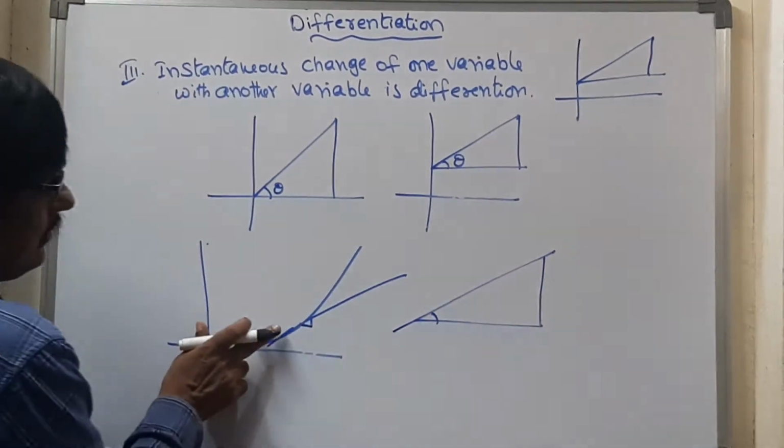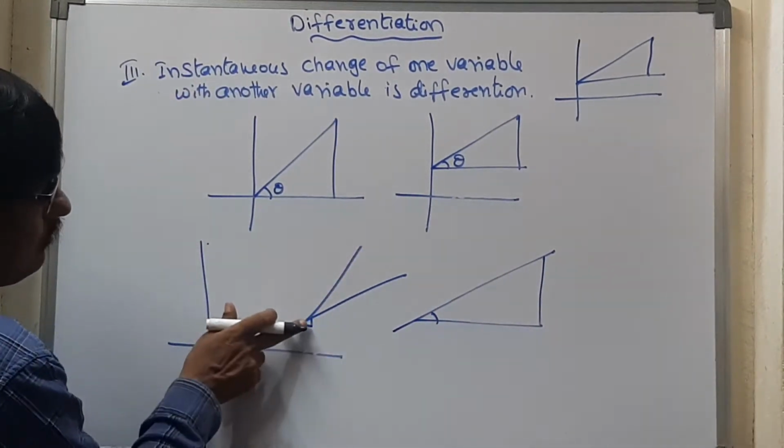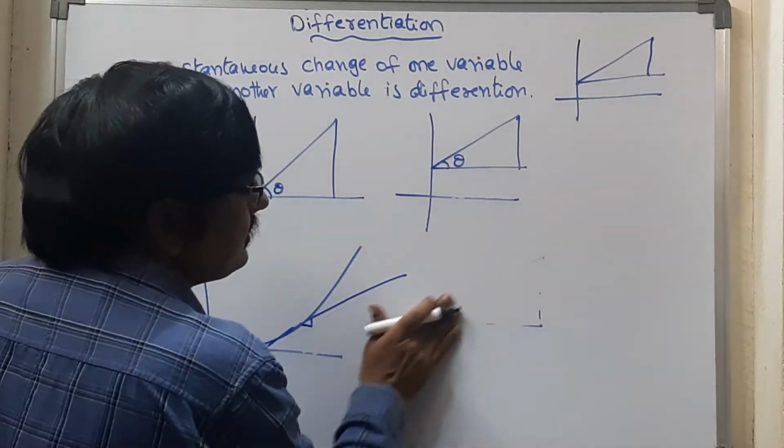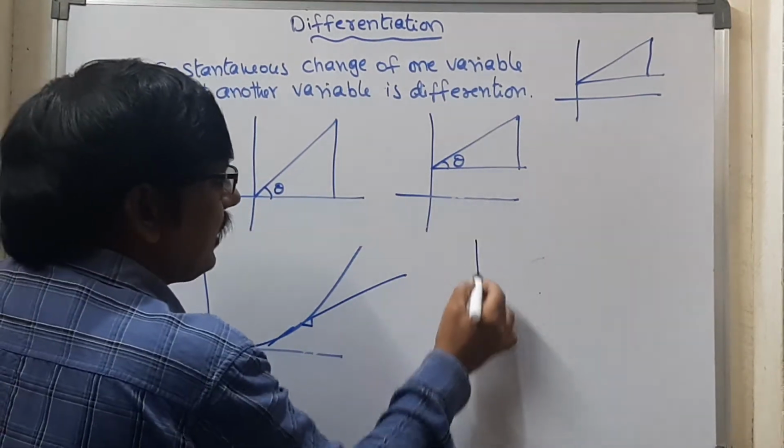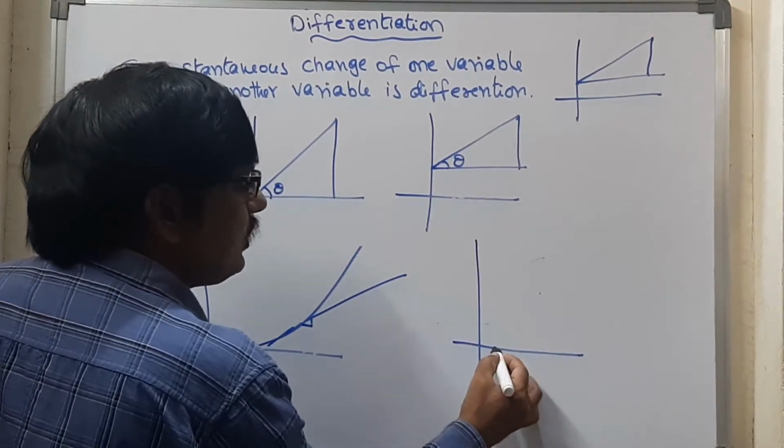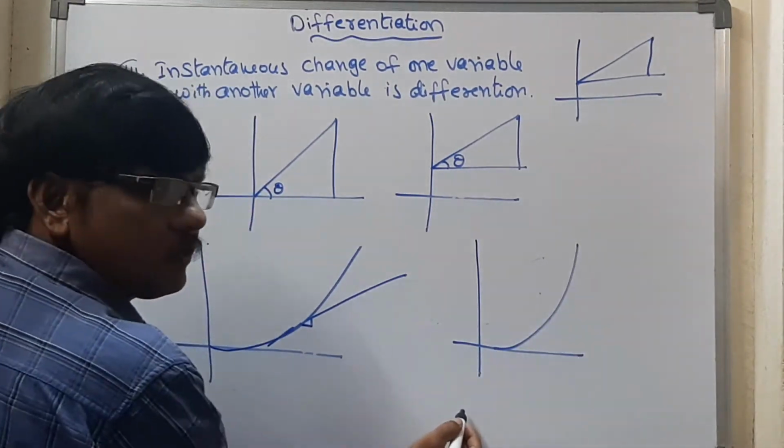Did you understand that there is a curve, and to that curve we are taking a tangent? For example, if the graph is traveling like this, in such a case how can we do that?